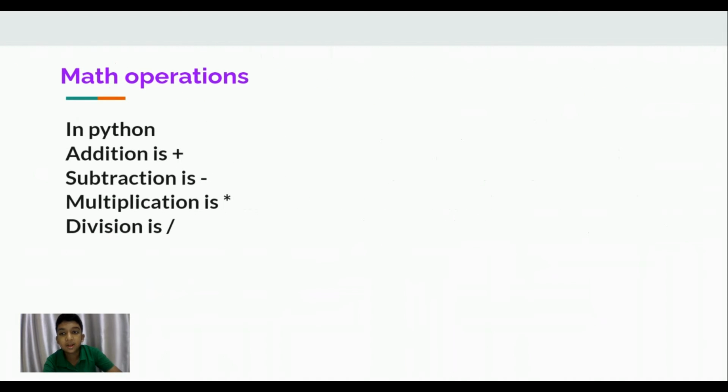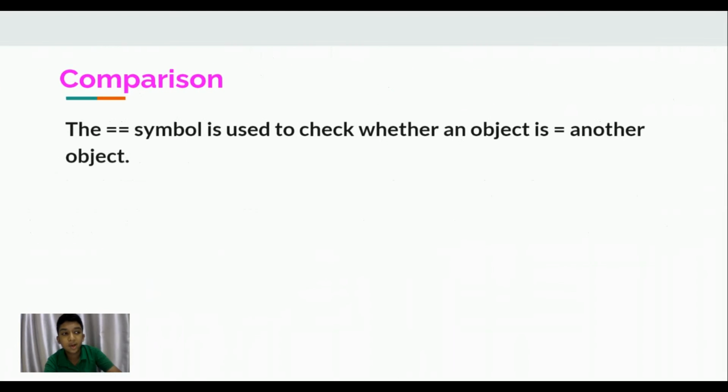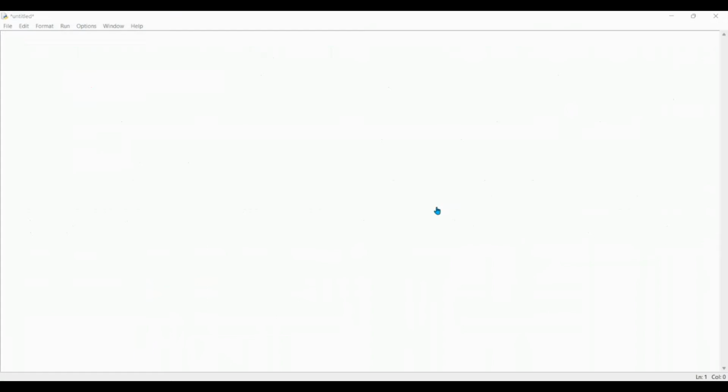Math operations. In Python, addition is plus, subtraction is minus, multiplication is star, and division is forward slash. Comparison. The equal to symbol is used to check whether an object is equal to another object.